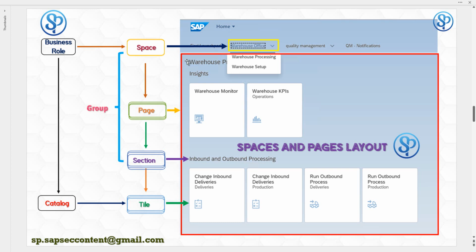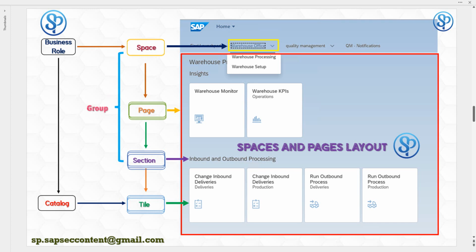Now, from a design standpoint, from a security standpoint, you have a business role that contains your groups. So now they'll contain a space. And the business role also contains the catalogs. That doesn't change. So the roles will contain the catalogs, and the catalogs will contain the tiles. That concept also does not change. What changes from a role standpoint is that instead of assigning a group, you will assign a space now, if you fully implement spaces and pages.